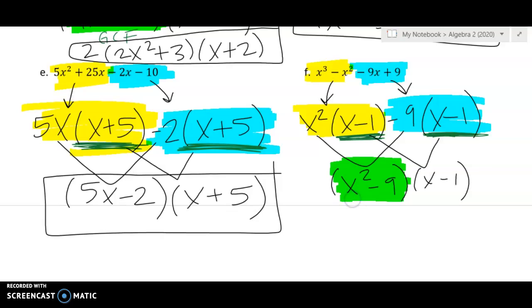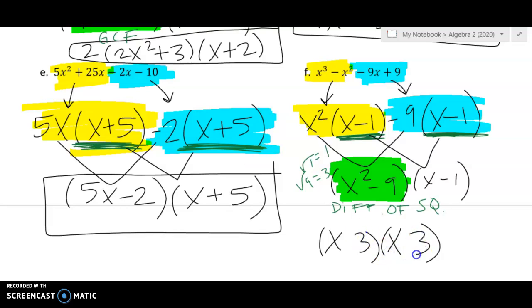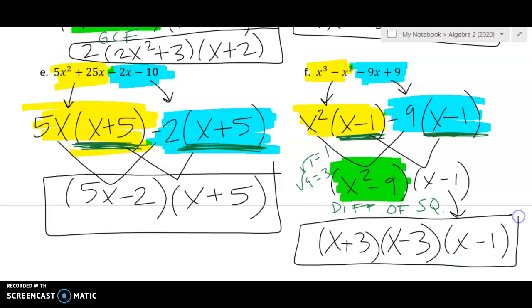I can. This green part is going to be difference of squares. It has a binomial. It has a minus sign. x squared is a perfect square and 9 is a perfect square. So let's go ahead and separate this off to finish. I separate x squared into x and x. The square root of 9 is 3, so each of those get a 3. One of them is positive, one of them is negative, and then do not forget about the x minus 1. That also needs to stay in your answer. Just drop that down, and there's your final answer, factored form.